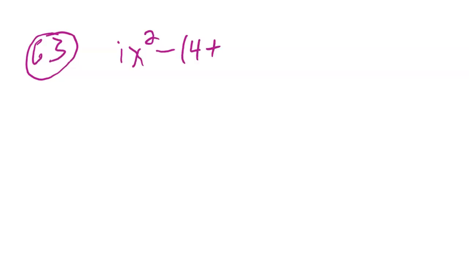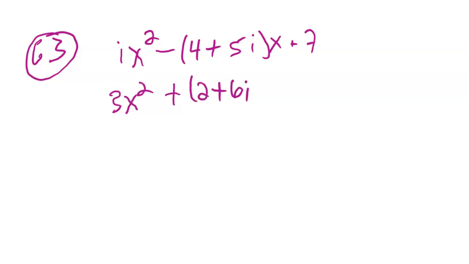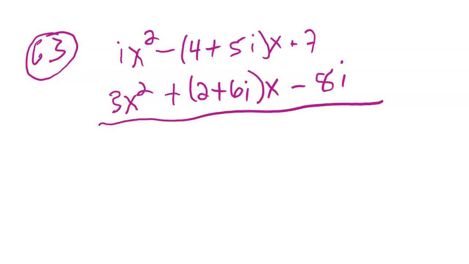Anyways, oh my god, I got 1 minute left. I have one problem left. Find the sum. Why does this look oddly impossible here? 4 plus 5ix plus 7, and we want to add it to 3x squared plus 2 plus 6ix, and then minus 8i. Okay, I got it. And I still got 30 seconds.